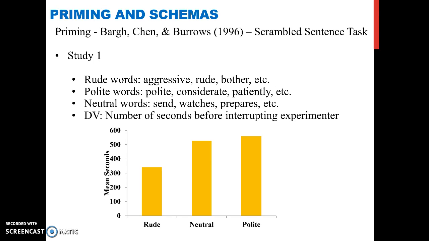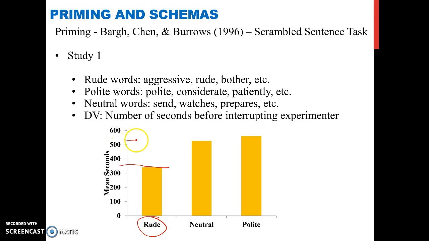How many seconds did it take for the participant to interrupt the experimenter, to say, hey, I'm done? How long did it take? And what they found is that those in the rude condition, that's this condition here, were significantly faster. They took about 6 minutes or so to interrupt.